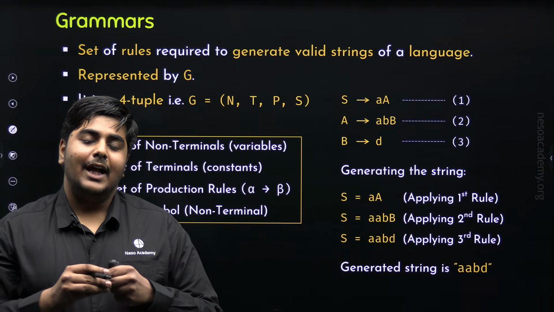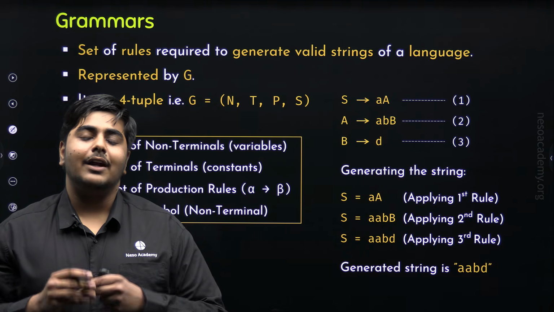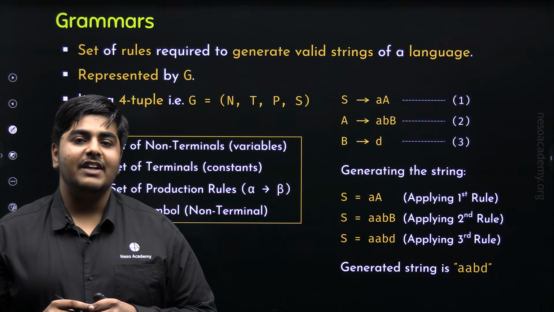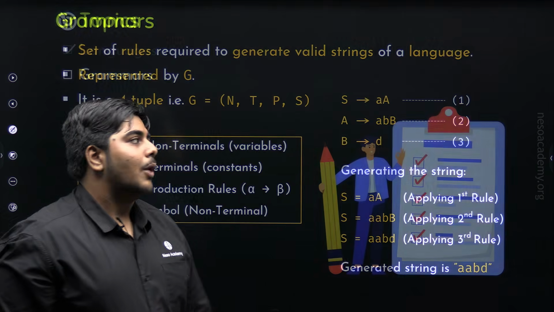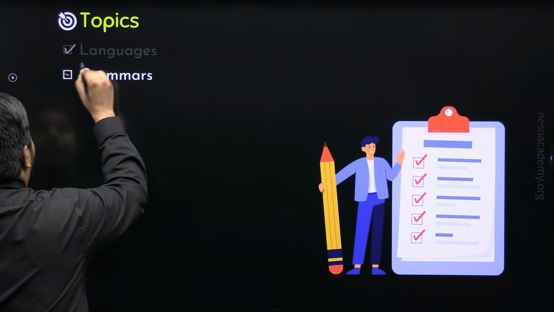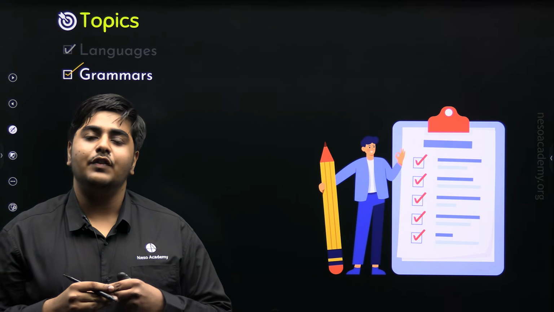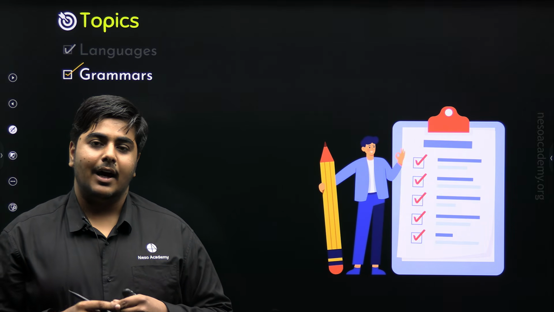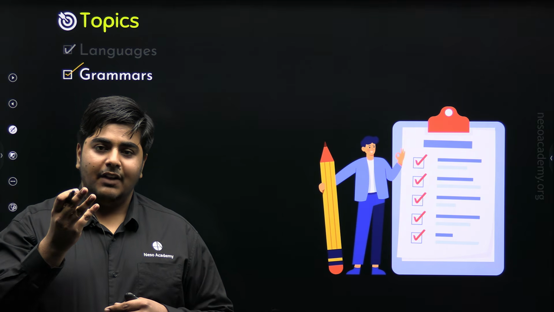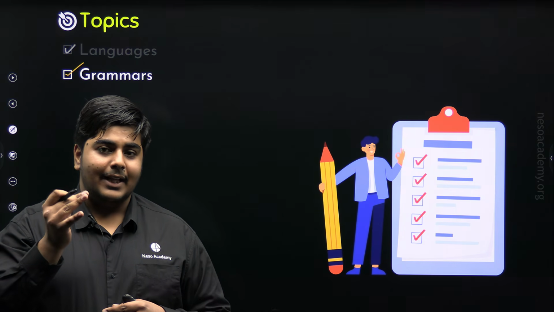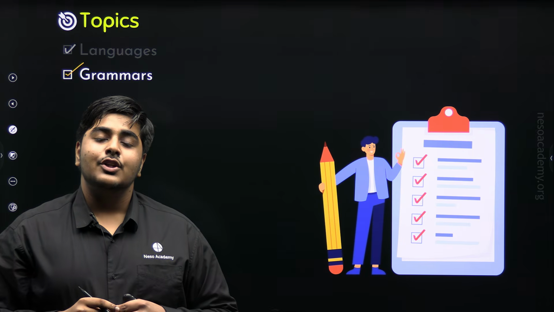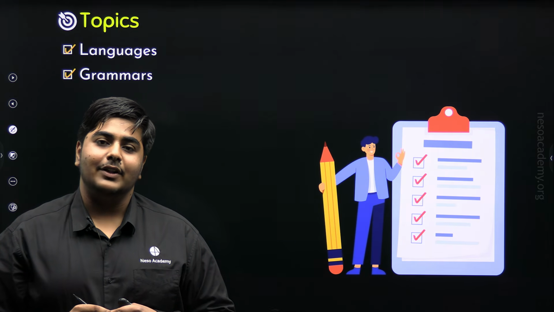Now I hope that you have understood what grammars are. In this way, we have completed our last topic, that is grammars. Now we are done with all the building blocks of theory of computation, that are symbols, alphabets, strings, languages, and grammars.